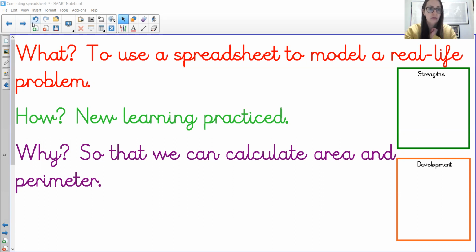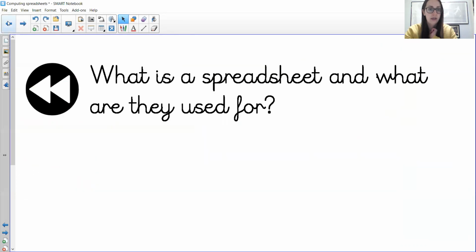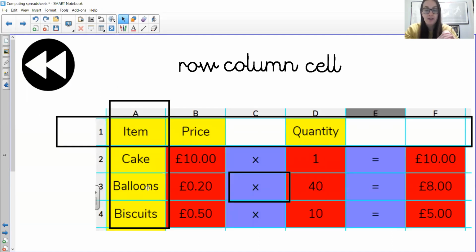Okay, right, rewind time. What is a spreadsheet and what are they used for? Well, a spreadsheet is something that looks a bit like this. It is a way of organising information, usually mathematical information. It is also a programme which we can use to do calculations for us, which makes it easier rather than doing everything step by step by step.